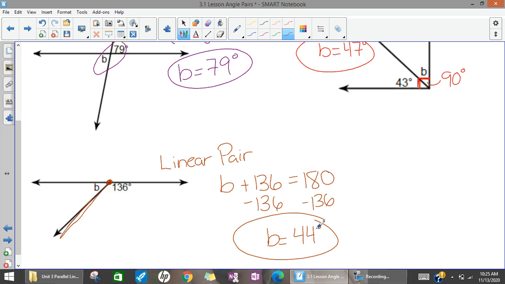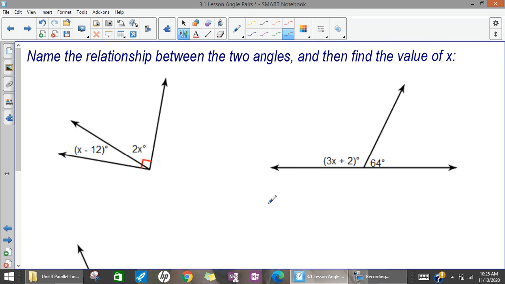So if we can figure out what relationship exists between the two angles, and then we know how those two things should interact, then we can find angle measures. We can take that a step further and we can throw x's in here. We're going to have some algebra involved, but it's the same process. I want to establish what is the relationship. So in this one, we make a 90-degree angle. That means they're complementary.